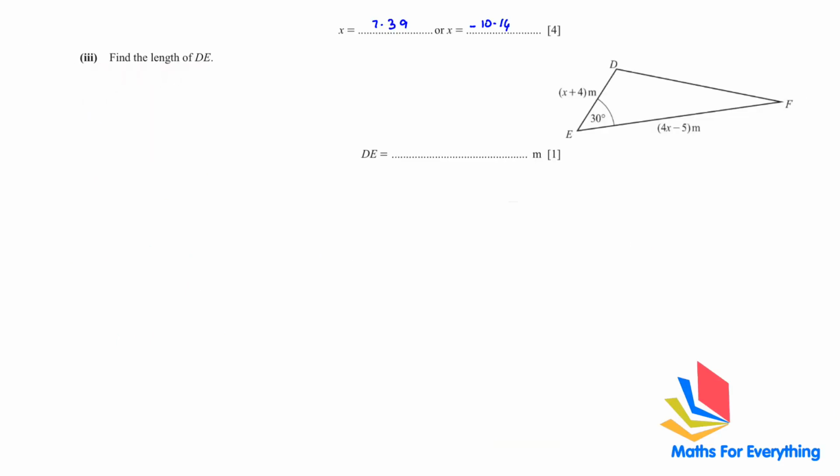Find the length of DE. This is DE and x plus 4. So which x are we going to use? We cannot use the negative one because sides cannot be negative. So 7.39. 7.39 plus 4. The answer is 11.39 meters. You can round it to 1 decimal place if you want.